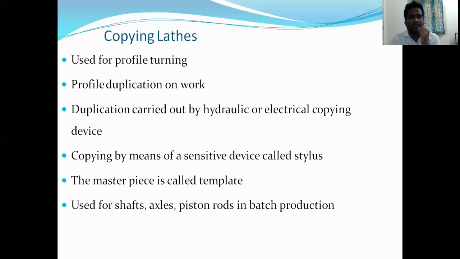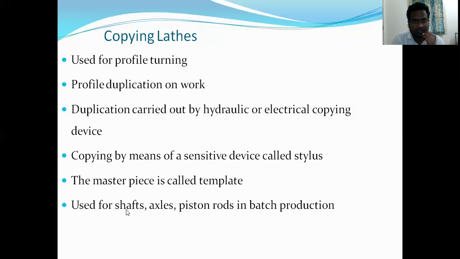Copying lathes carry out duplication by a hydraulic or electrical copying device, copying by means of a sensitive device called a stylus, and the masterpiece is called a template. This type of operation is used for shafts, axles, and piston rods in batch production. I have already told you that batch production means the same type of operations done on the products.